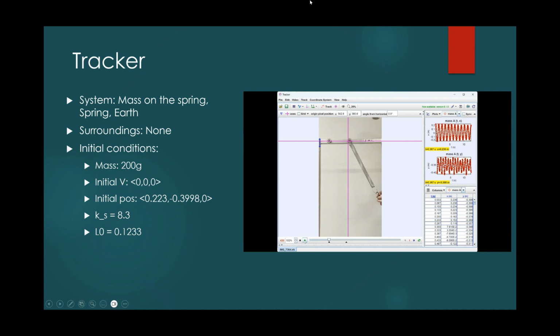For our lab, I used the non-sample data by calibrating my own spring. Our system here is the mass on the spring and the Earth, where our surroundings are none because we're trying to account for all energies. Initial conditions: it's a 200 gram mass, our initial velocity is 0, and we have that initial position at the bottom right. The calculated spring constant from the two measurements I used was 8.3, and our L naught was 0.1233 meters.